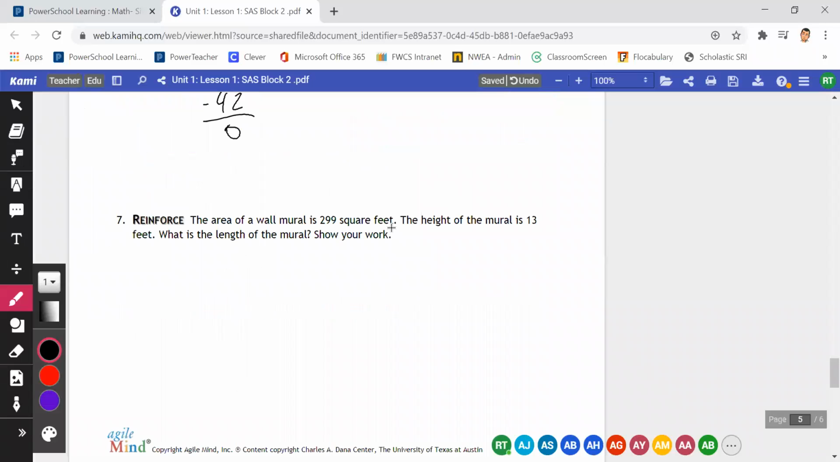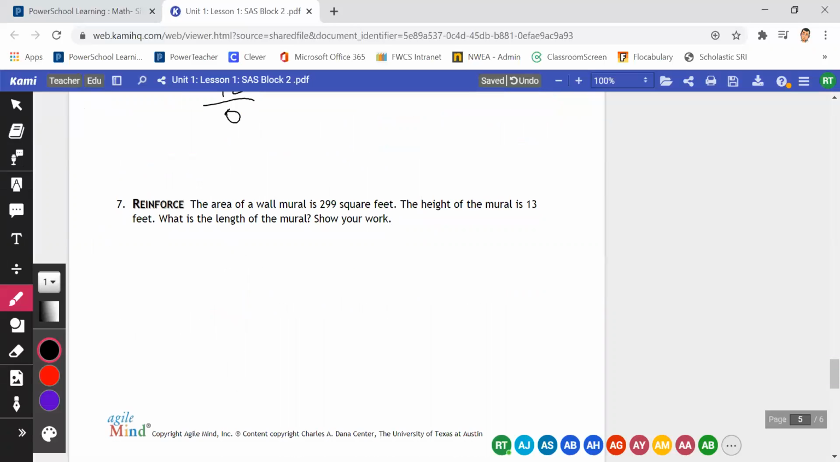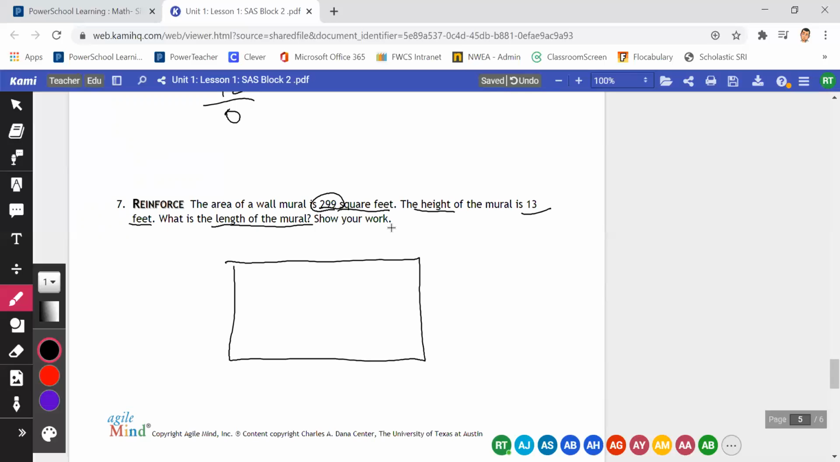And finally, number 7, the area of a wall mural is 299 square feet. The height is 13 feet. What is the length of the mural? This is the area model. So if the whole area of the wall is 299 square feet and the height is 13 feet, you're trying to solve for this. So what is the length of the wall? So your problem becomes 299 divided by 13.